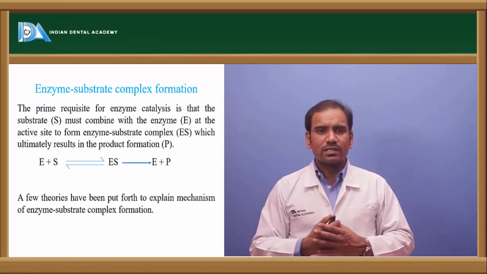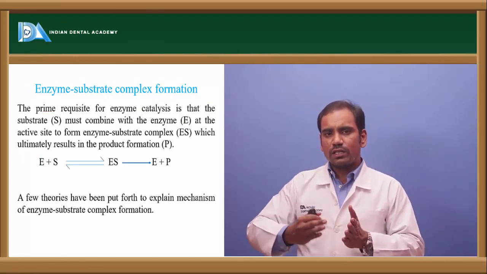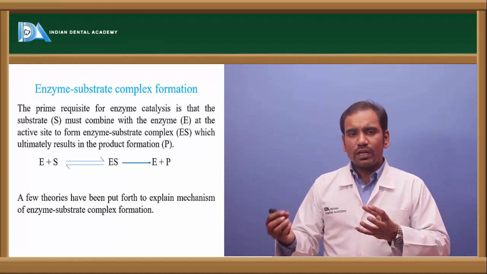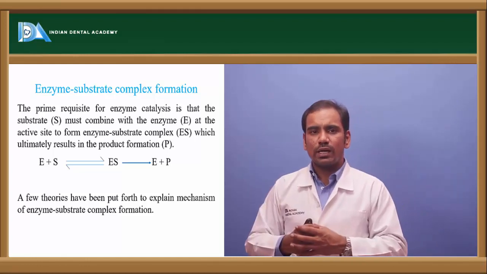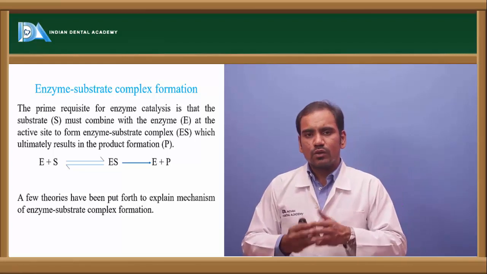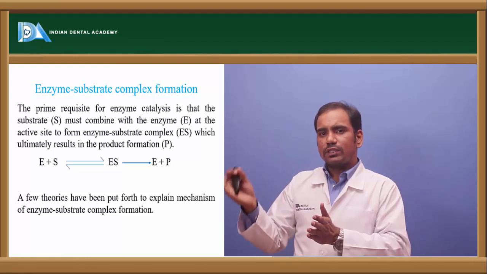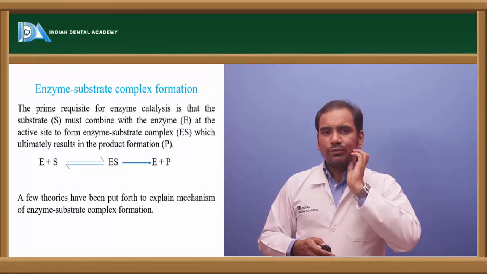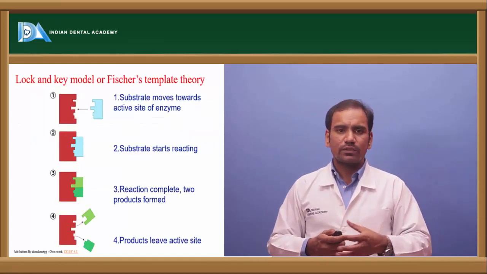Right. Coming to enzyme substrate complex formation. Enzymes convert substrates into products. Here, whenever a substrate binds with the active site of the enzyme, it forms a complex called the ES complex, which is nothing but the enzyme substrate complex. Once the ES complex is formed, most of the time it is converted into product with the release of the enzyme. There are some theories which explain this enzyme substrate complex formation.